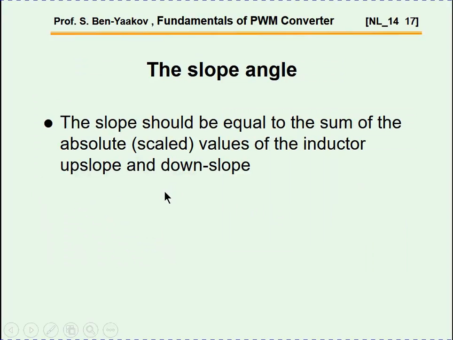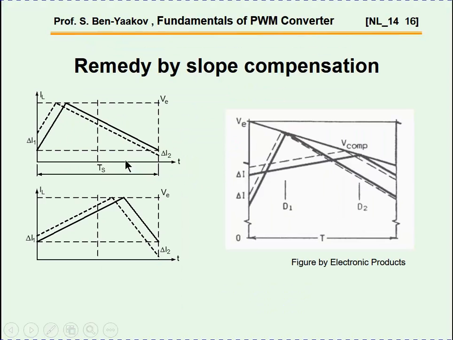Now, the amount of slope compensation that you need is equal to the sum of the absolute values of the inductor upslope and downslope. This is not the inductor, but rather the voltage, which is linear or proportional to this inductor. That is, the slope that you need here has to be equal or larger or steeper than this slope here plus the absolute value of this slope here. This is the rule that actually was found by our professor.